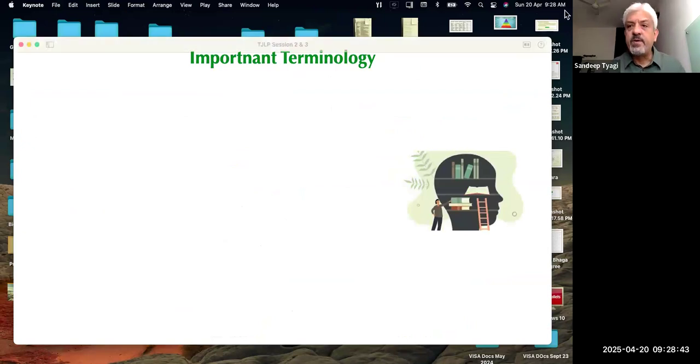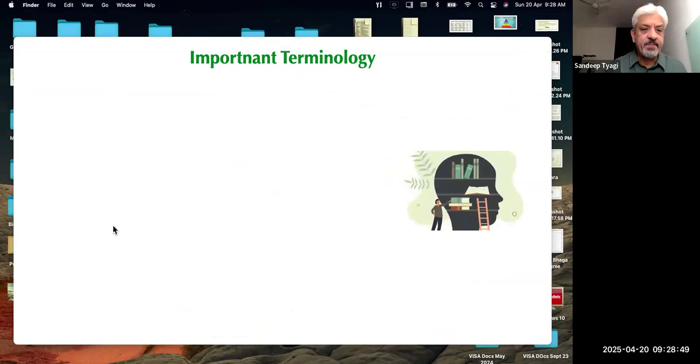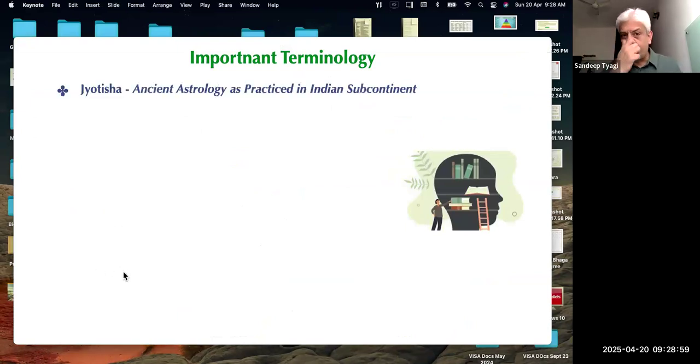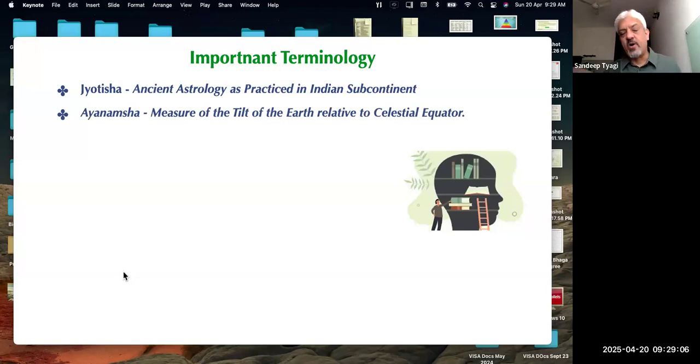So some important terms that we would be using, it's a good idea to get used to them and remember them as much as you can. Over a period of time, again, it will happen as we use them more and more. The first thing is Jyotisha. Of course, we know that it's the ancient astrology as practiced in the Indian subcontinent. Ayanamsha, we will talk about it a little bit in some time. It measures the tilt of the Earth relative to the celestial equator.